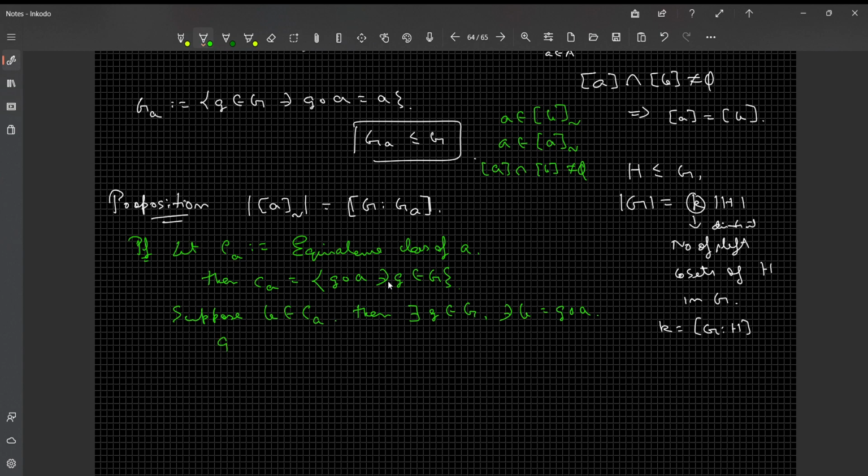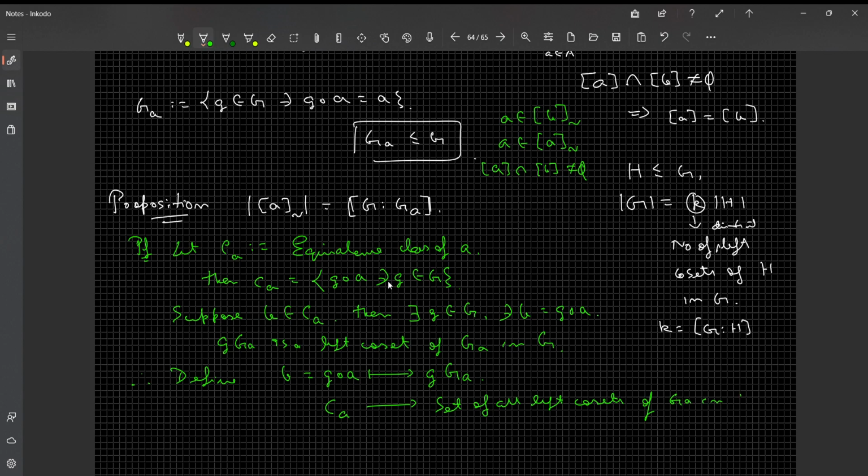Now g GA is a left coset of GA in G. Therefore, define the mapping which sends B, which can be written as gA, to g GA. Clear? So this is obviously a mapping from CA to the set of all left cosets of GA in G. Clear?